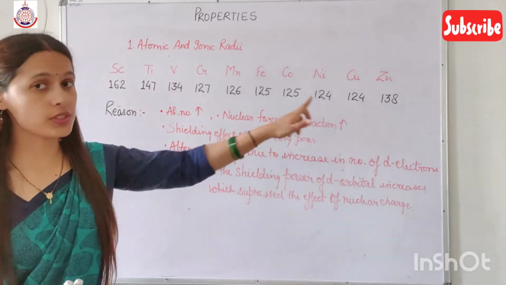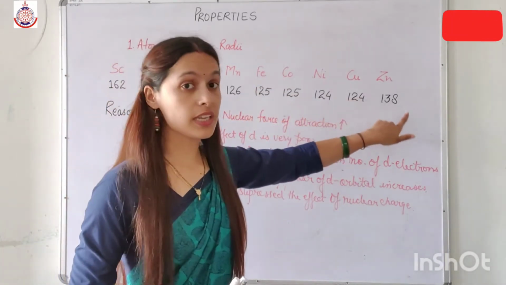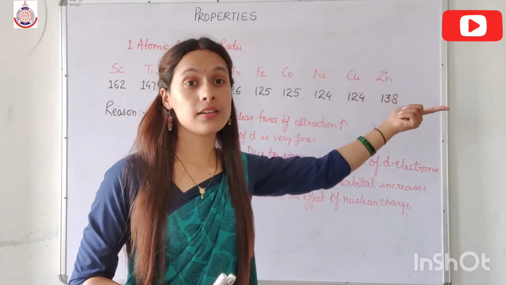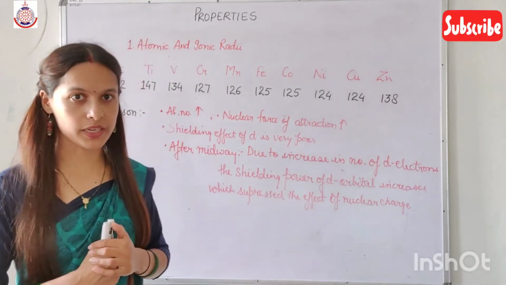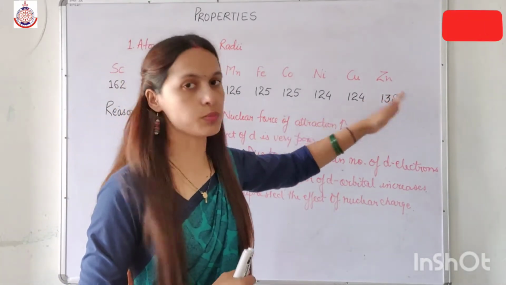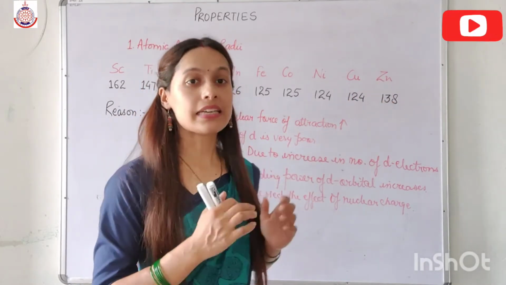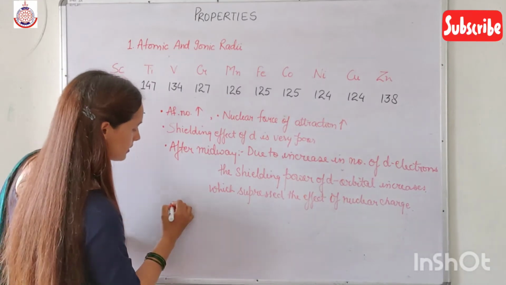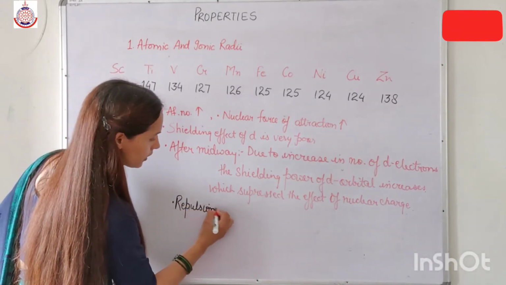But if you observe this series, when we move from copper to zinc, again we get an increase in the atomic radii. But according to this concept, the atomic radii of zinc should be less than that of copper. Now, what is the reason behind this? The reason behind this is the repulsion in d-d electrons.